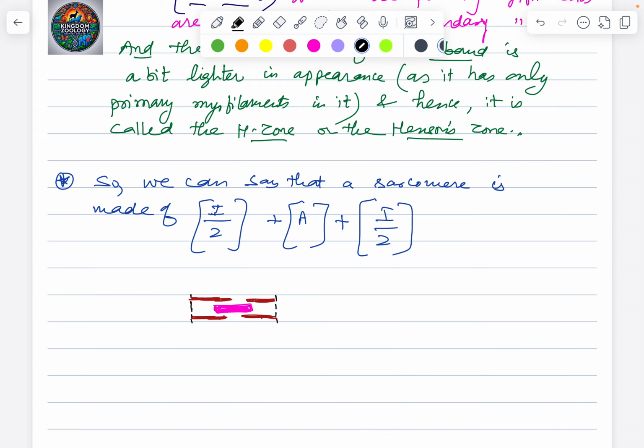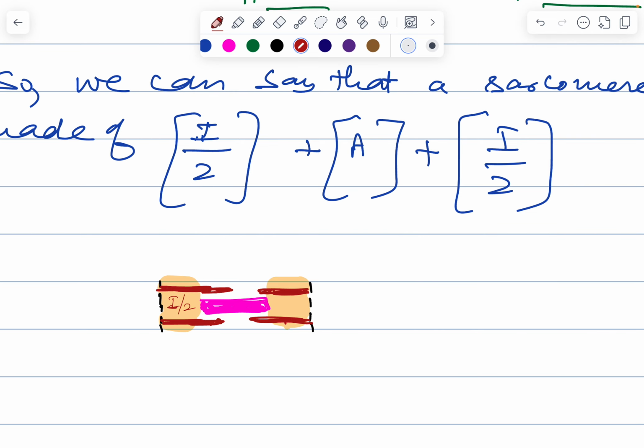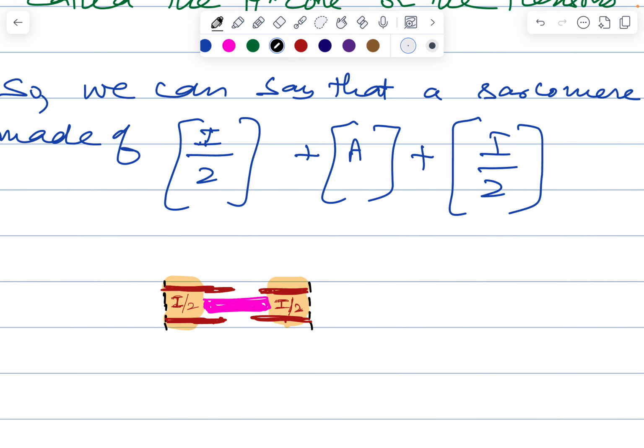And let me basically highlight the areas also for you. What is this portion? Light. What is this portion? Light. So how much of the I band is this? Half. And how much of the I band is this? Half. With this being your Z line, this also being the other Z line.